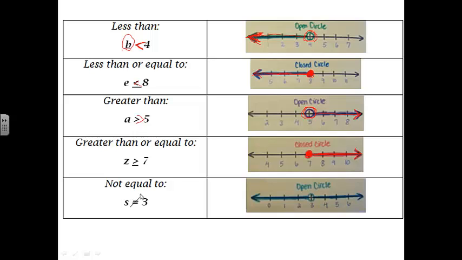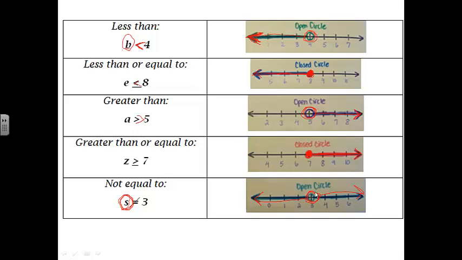Okay, this is a key one. Not equal to. S cannot be equal to 3. That means that any number that is not 3 can be replaced with S. So we put arrows both ways because it could be any number.